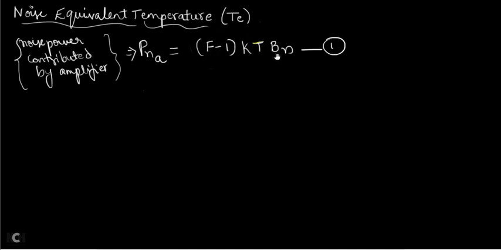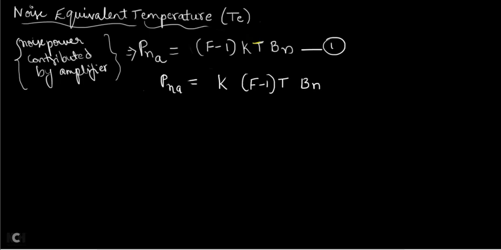So let me rearrange this term now. PNA is equal to K, I will write it later, F minus 1 into capital T BN. Okay, so I have just rearranged the terms, that's all. Now F is noise figure and T is absolute temperature. So if you multiply this absolute temperature with the noise figure, that itself is called noise equivalent temperature. The temperature because of noise is nothing but the multiplication of noise factor minus 1 into absolute temperature.